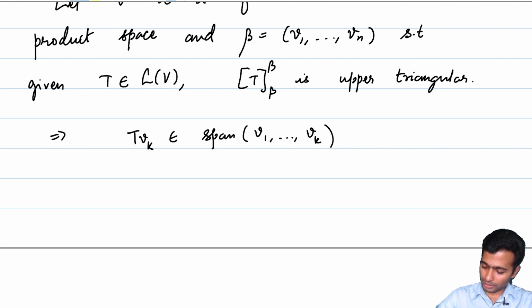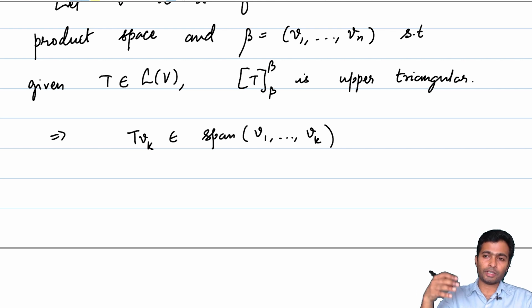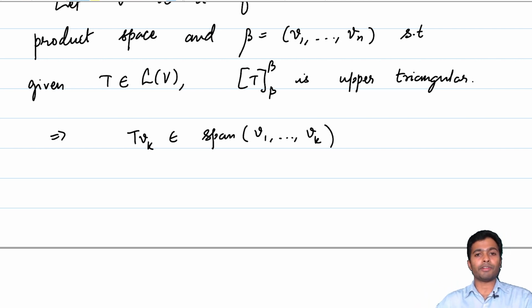If you carefully go back and check what upper triangular means, it means that if you look at TVk and its column representation, the entries below the diagonal will be zero. That means that the coefficients of the terms V1, V2 up to Vk contribute in the expansion of TVk in terms of V1 to Vn, and the coefficients of Vk+1 to Vn do not contribute. So therefore TVk belongs to the span of V1, V2 up to Vk.